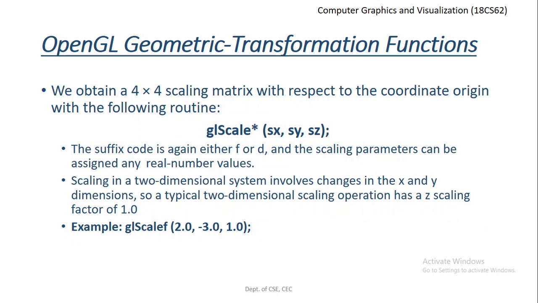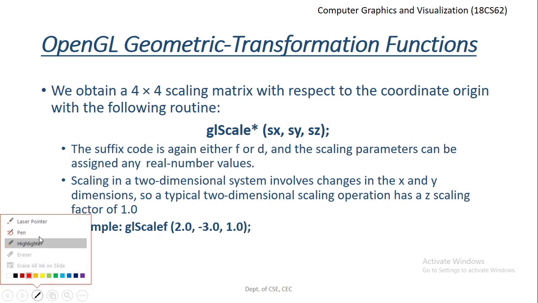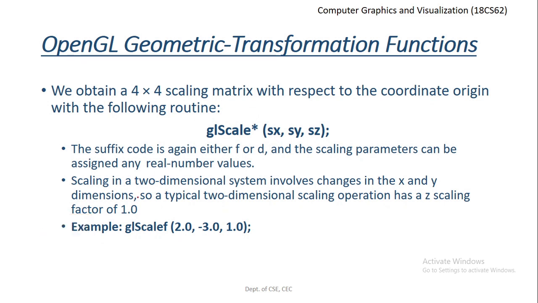Similarly, we have one more function called glScale, which performs the scaling transformation. So we obtain a 4 by 4 scaling matrix with respect to the coordinate origin with the following routine. The name of the function is glScale. Again, it accepts the suffix f or d, and it accepts three parameters. What are those three parameters? Sx, sy and sz. Now the suffix code is again f or d depending upon what type of data we are dealing with, and the scaling parameters sx, sy and sz can be assigned any real number values.